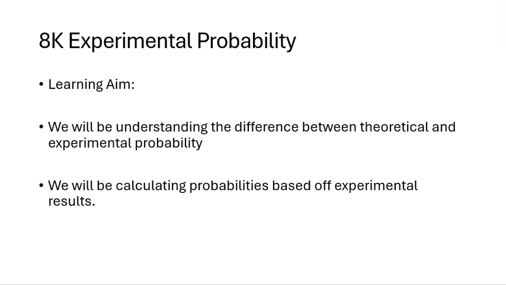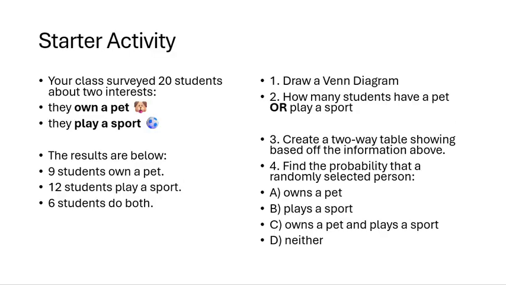So today we'll be learning about experimental probability. Don't be too scared. It's actually quite a nice chapter that is very easy to follow. This is chapter 8K. But before I take you through the unit, let's just do a starter activity based off what we previously learned in chapter 8J, which is about Venn diagrams and two-way tables.